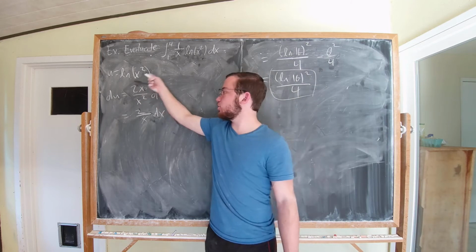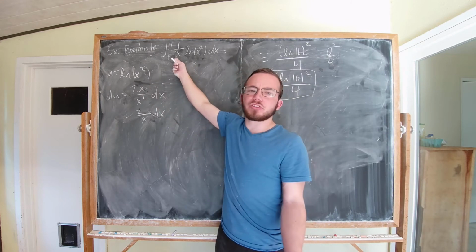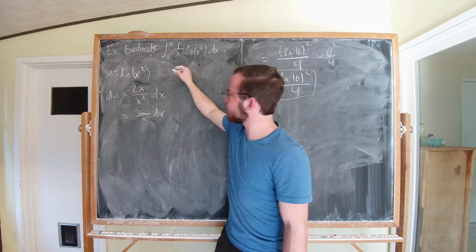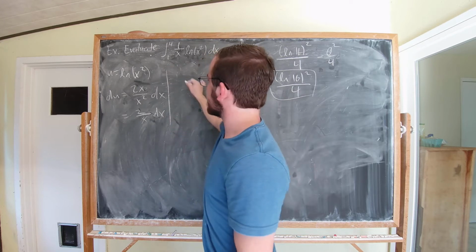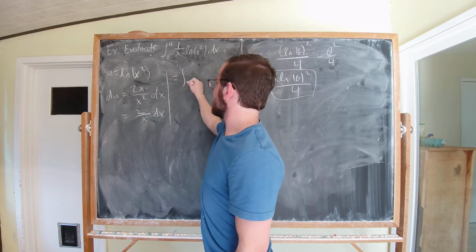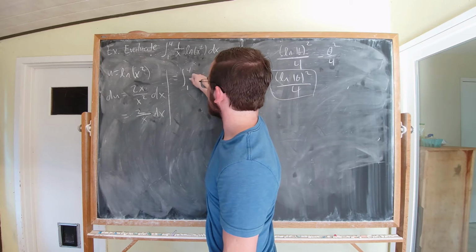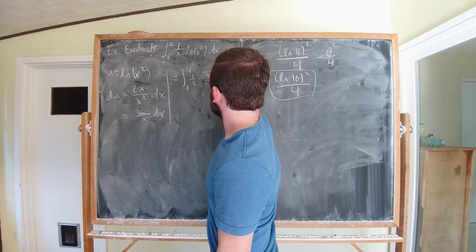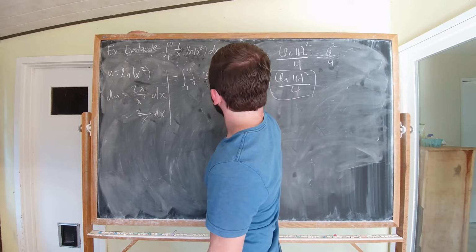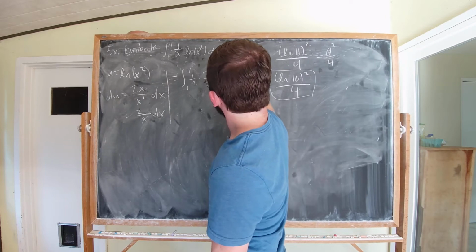We have an entire u, and we're only a multiplicative constant away from having our du. So if we run this u-sub, let's get that 2 in there by multiplying by 1/2. This is 1/2 times 2 over x, natural log of x squared, dx.